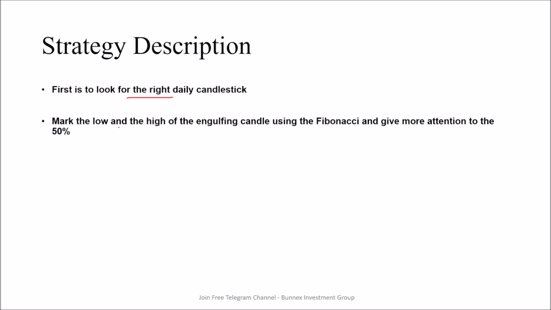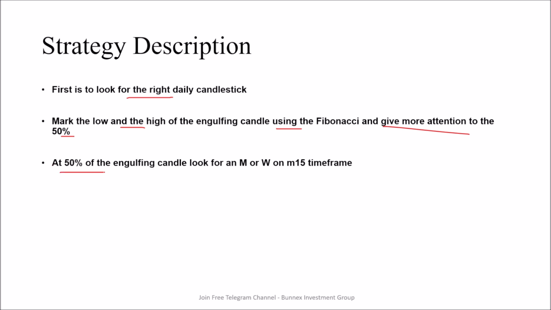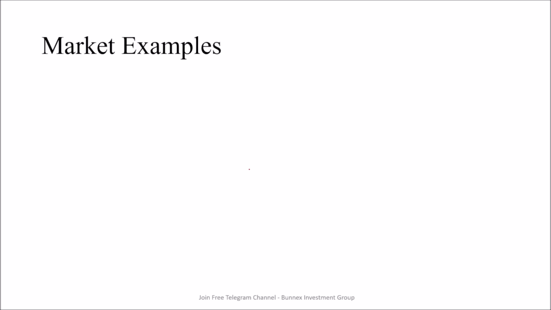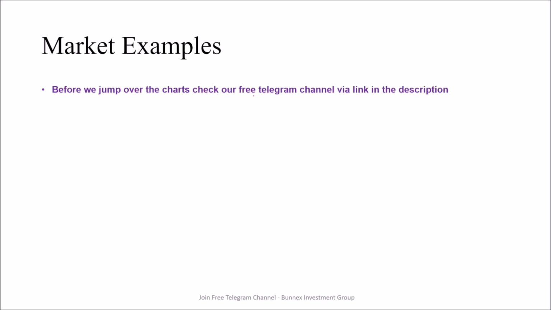Then mark the low and the high of the engulfing candle, as I've shown you in the previous slide, using the Fibonacci, and give more attention to the 50% of the engulfing candle. Then at 50% of the engulfing candle, look for an MOW on the M15 time frame for you to make an entry at that particular point, and then enter and target 2R after you have satisfied all those rules that have been issued, right?